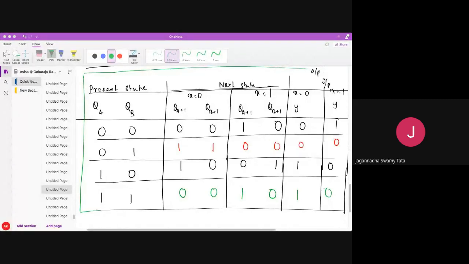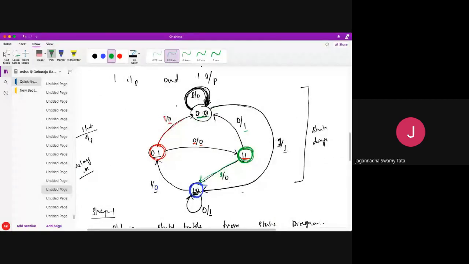Yes, Parvez, can you explain your doubt once again? Have you seen the state diagram, Parvez? Yes, sir. Okay, in the state diagram, first of all, tell me where the present state 0 0 is. In the present state 0 0, here I am.